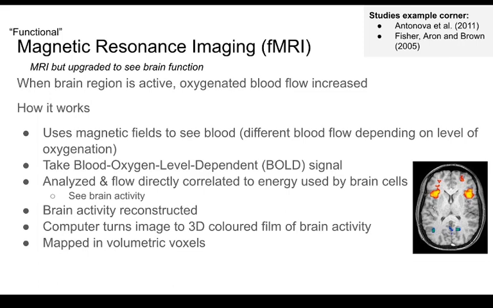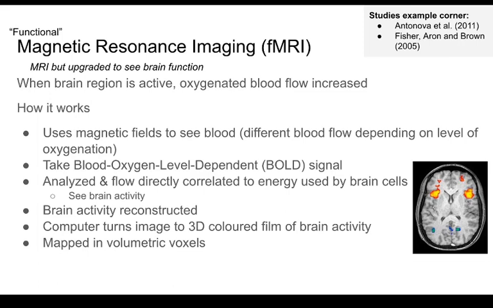your brain's oxygen supply would increase, so the oxygenated blood flow would increase. They also use magnetic fields, but this time they try to see your blood level. So they take the blood oxygen level dependent signal and analyze it to see the brain activity and to reconstruct it.